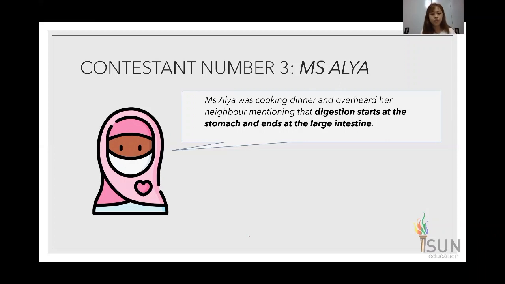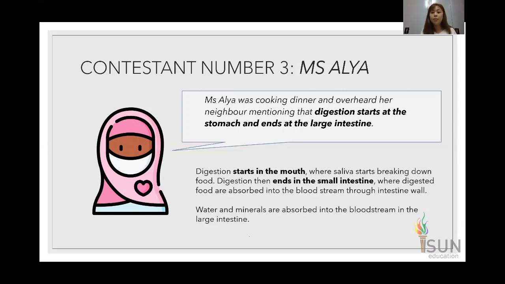It's wrong. Digestion actually starts at the mouth, where saliva starts breaking down food. Something to note is that digestion takes place when there are saliva and digestive juices. So if an organ has digestive juices, it means that digestion is taking place. Digestion starts at the mouth and ends in the small intestine. All the digested food is absorbed into the bloodstream through the intestinal wall in the small intestine.